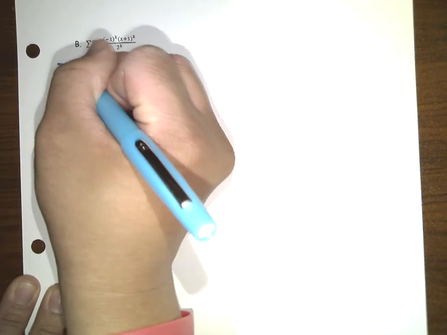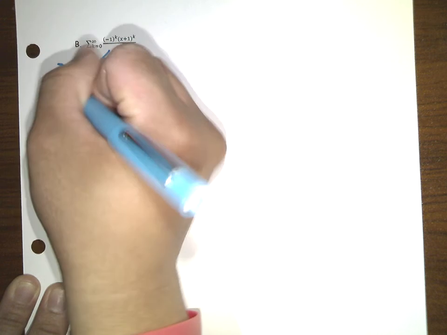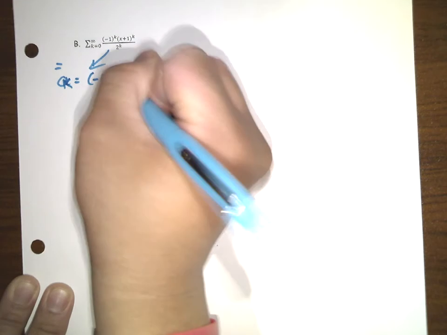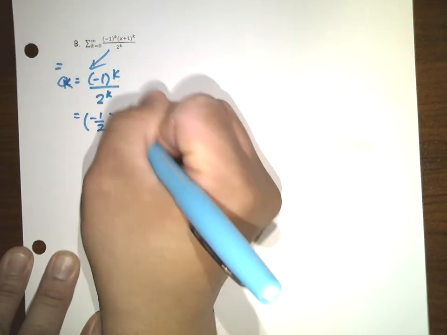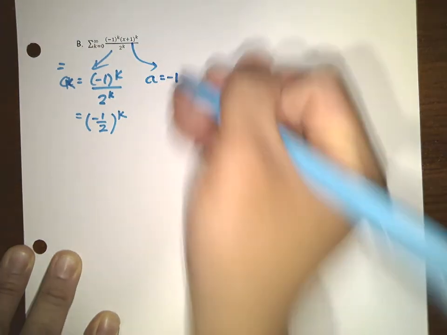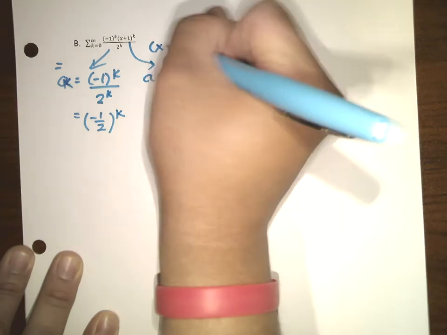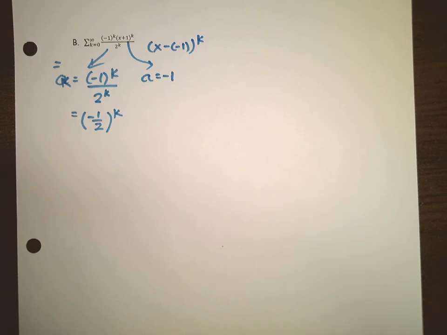So let's look at this here. All right, so I know that if I look carefully at what's going on here, I have a c_k that is equal to -1 to the k over 2 to the k, or I could just rewrite this as (-1/2) to the k, and then a is going to be -1. All right, so this was (x minus a) to the k power. So a is equal to -1.